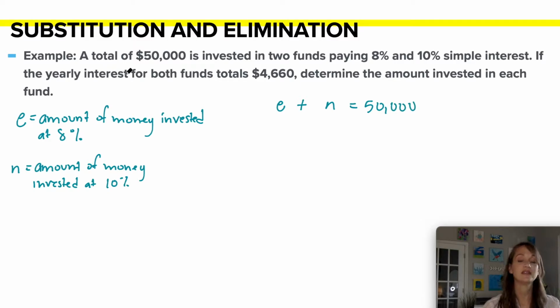I also know that the amount of interest that they will receive is $4,660. So 8% interest for E and 10% interest for N will yield me a total of $4,660. And in this case, I would use elimination in order to solve these problems. At the end of this video, I will go back and solve this if anybody would like to see it, but I'm going to move on at this moment.